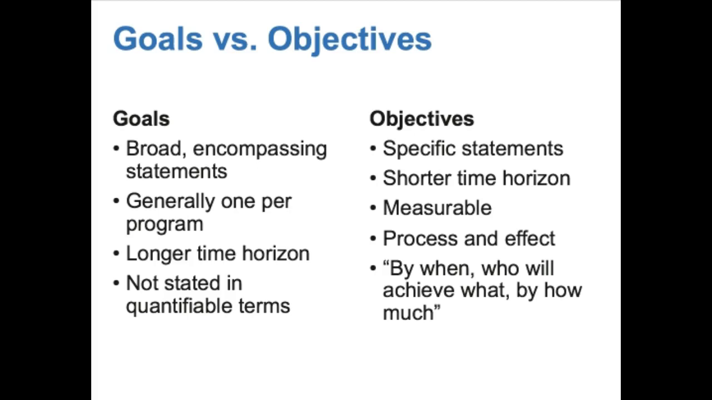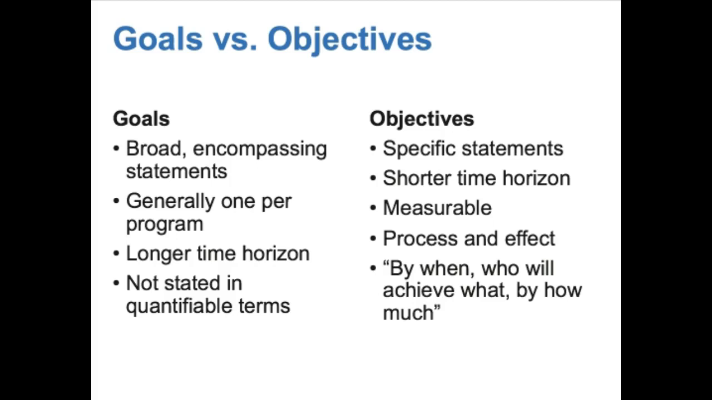Goals and objectives enable us to judge if a program has been successful and are commonly used terms in program planning and evaluation. Goals are always statements about the health impact or status of the intended audience, and they generally have a longer time horizon. Goals are also broad and encompassing statements, and there are generally one per program. Goals don't typically have quantifiable terms, while objectives do.